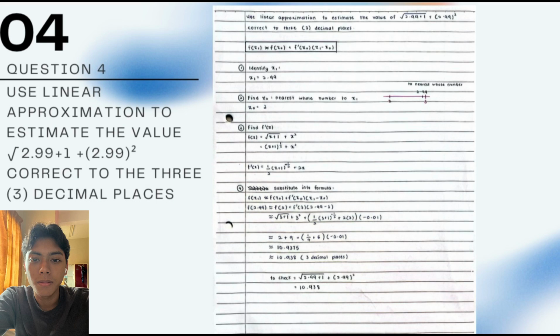Hello everyone, my name is Hazim. Today I will show you how to solve this question. The question is, use linear approximation to estimate the value of the square root of (2.99 plus 1) plus 2.99 squared, correct to 3 decimal places.